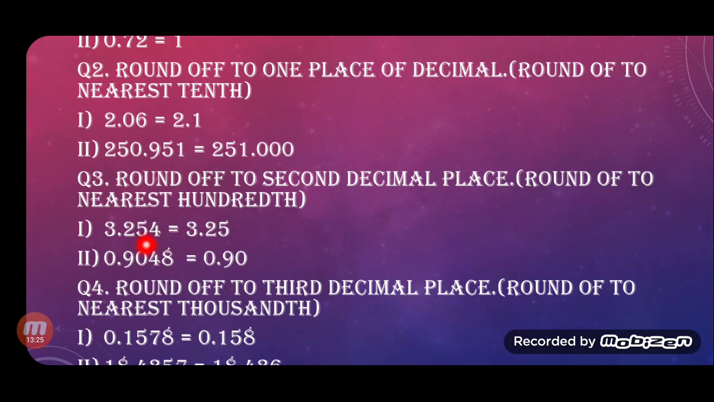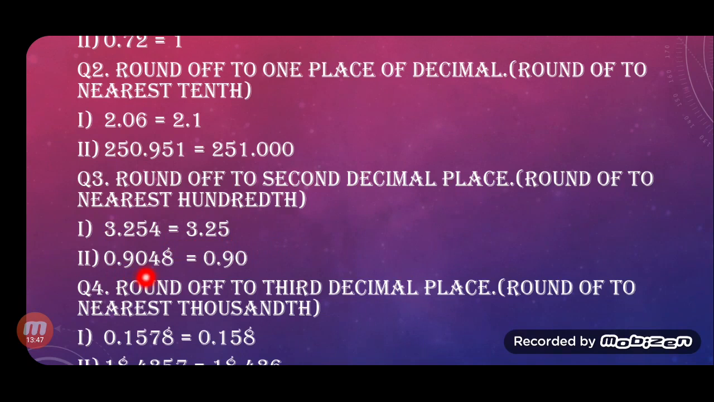3.254. The digit which we want to round off is 5. Just see the right side digit, that is the thousandths place. It is less than 5, so we will not change the rounding off number, and in the second step we will drop all the rest of the digits. So the rounded number will be 3.25.